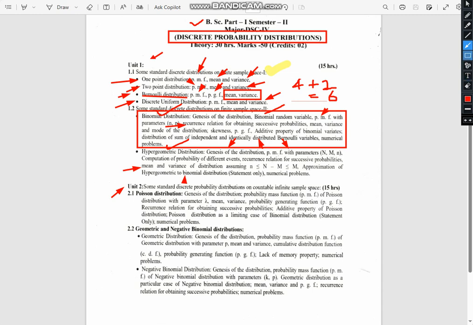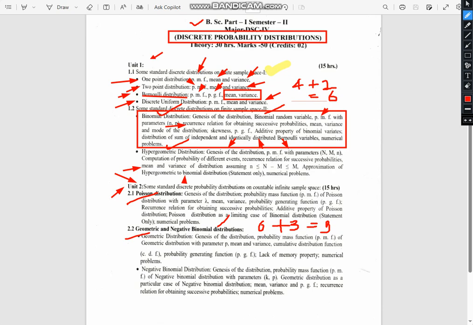The next part of the distributions is in unit number 2. In unit number 2, in all, there are 3 distributions: Poisson distribution, geometric and negative binomial distribution. So the number of distributions in the second unit is 3. In the first unit there are 6 distributions, in the second unit there are 3 distributions, so the total number of distributions is 9. And this paper is solely related with discrete probability distributions.